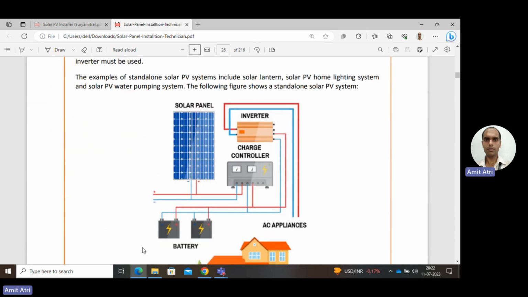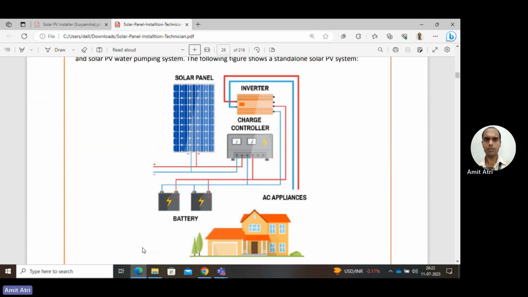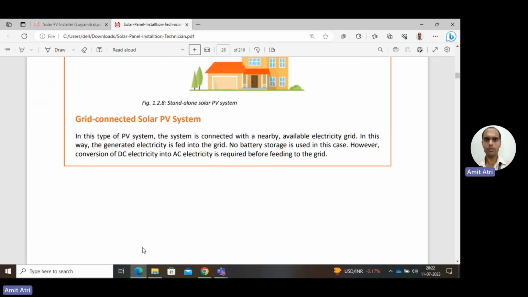Here in the diagram, an isolated or standalone system is being shown. Solar panel, from there it's connected to the charge controller, from there the battery, and from there the inverter into the AC appliances. These AC appliances are installed inside the house.